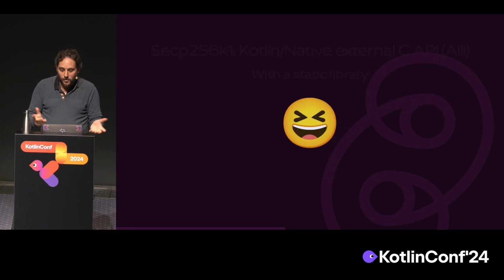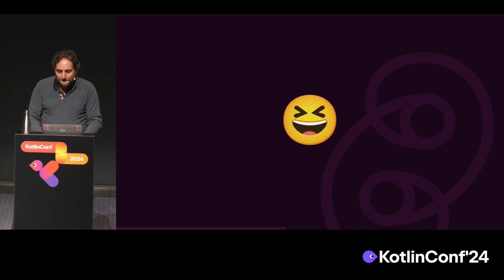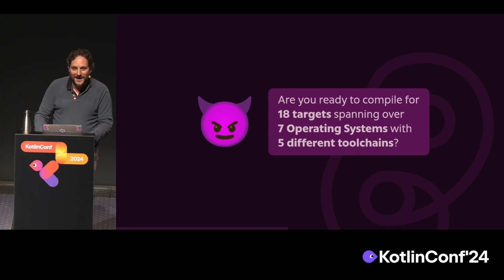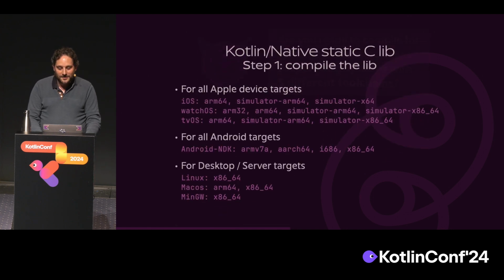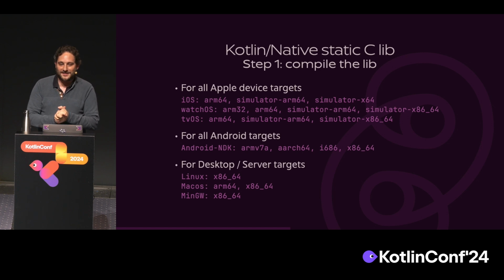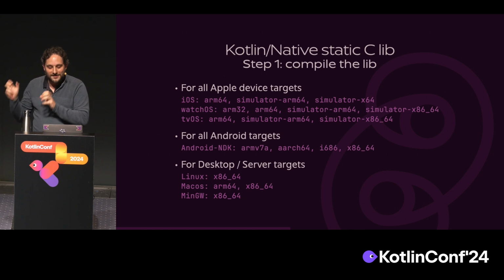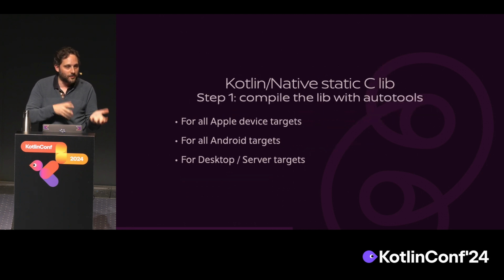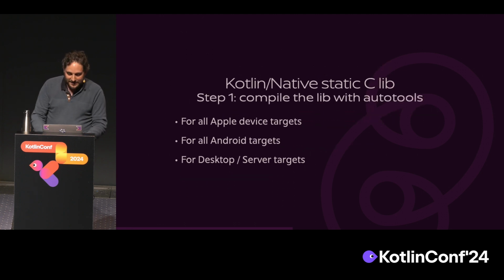So, of course, what now? Are you ready to compile for 18 targets spanning 7 different operating systems with 5 different toolchains? That's the pain of using static C libraries for Kotlin Native. Namely, you need to compile for all these targets. And that's a compilation process that's different for each operating system and each toolchain. Here are some examples. You want to use autotools, which means, you know, configure, make, like we're in the 80s.